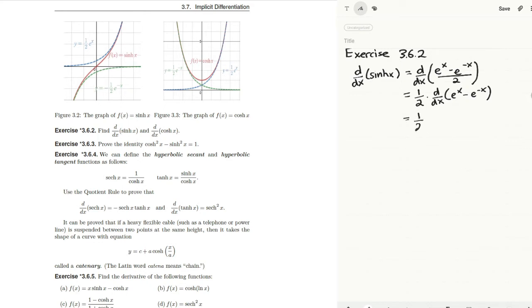So we have 1/2 times the derivative of e to the x, which is itself, so e to the x, minus the derivative of e to the negative x. Here we use the chain rule. So we have e to the negative x times the derivative of negative x, which is negative 1. So now simplifying, we have e to the x plus e to the negative x all over 2. And then this is just the hyperbolic cosine function.